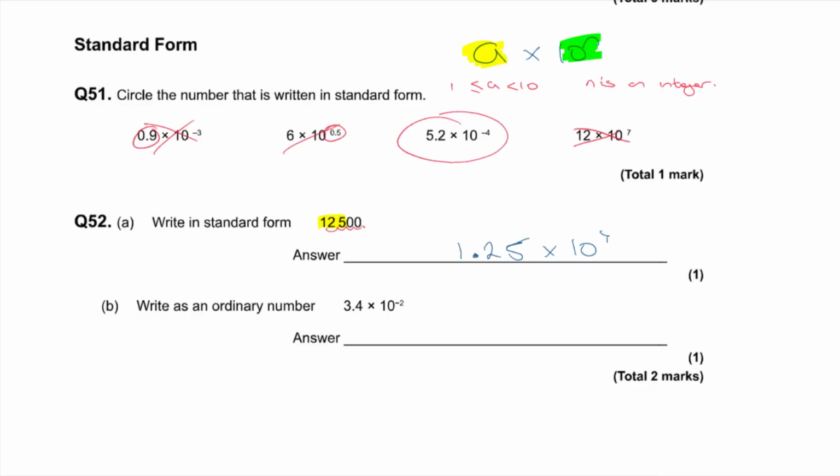Okay, write down as an ordinary number 3.4 times 10 to the minus 2. Now this is a very small number, isn't it? The exponent is minus 2 here. So what I do with these, when it's a negative exponent like that, I know there are going to be 2 zeros in my number. So 0.0 is my 2 zeros, 1, 2 zeros, and then I just write the mantissa part down.